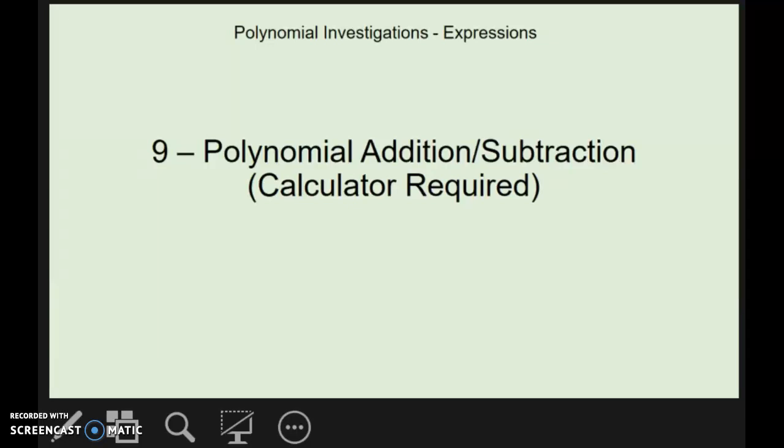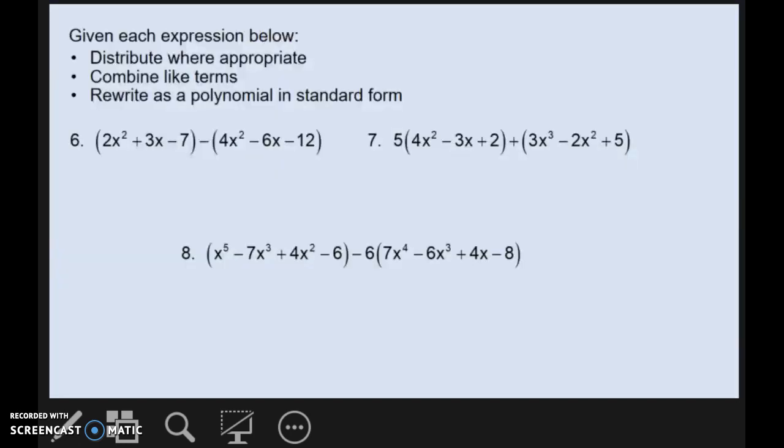The topic of this video is polynomial addition and subtraction. So essentially what we're going to do is take some polynomials of different varieties and add or subtract them, following just some basic rules of addition. So really our goal is this: we're going to distribute where we need to, combine any like terms, and then write the polynomial in standard form. These examples are all single variable problems where we just have one variable for each term.